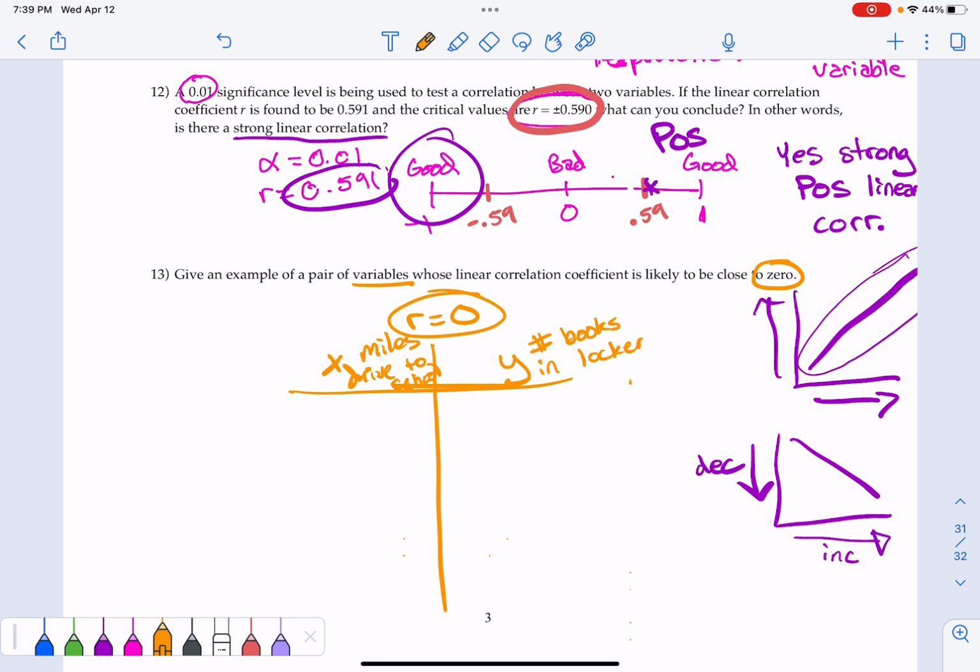Or you might get a blip in there that says the r is like 0.1, and we'll give that to you, right? But you should have something that's completely unrelated. So don't use my example, but give me a pair of variables. So two things that are happening that you can collect data on. It has to be numerical data, like number and number, right? Miles is a number, number of books is a number. They have to be numerical data, so not like eye color or anything like that. Numerical data that are unrelated to each other where the r is 0, okay?